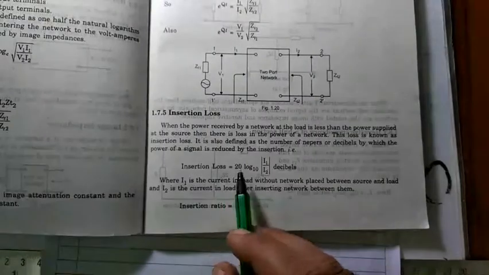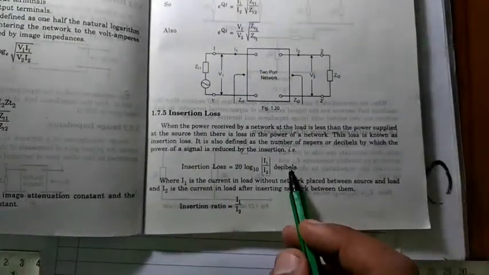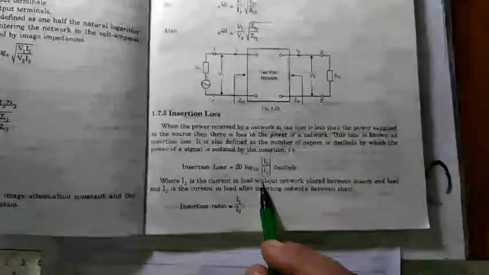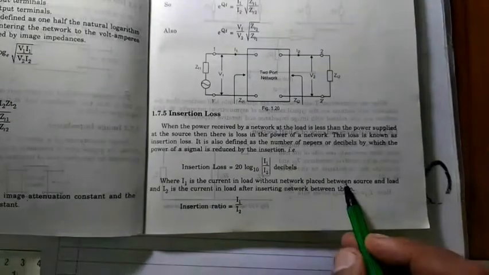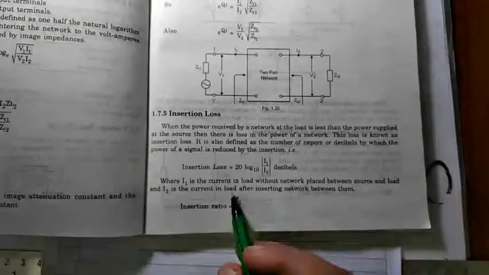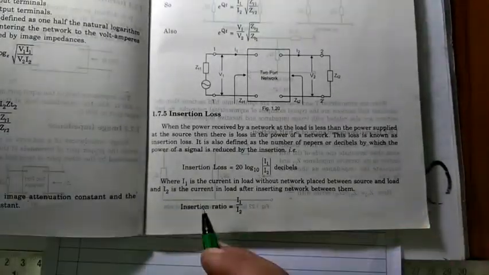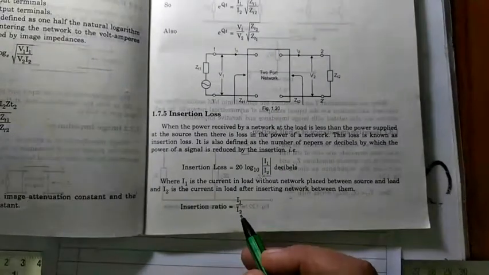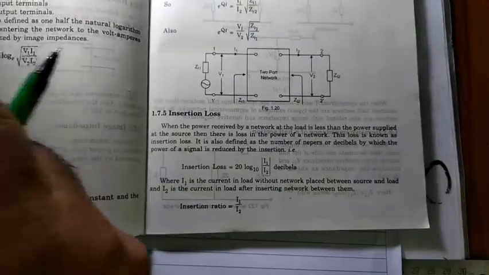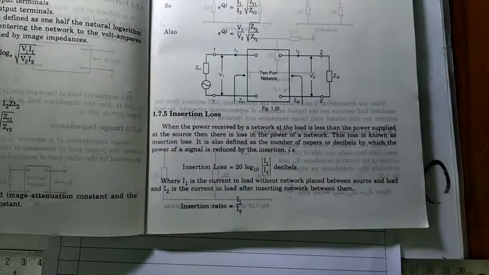Now insertion loss is equal to 20 log base 10 of I1 by I2 decibels, where I1 is the current in the load without the network placed between the source and load, and I2 is the current in the load after inserting the network between them. So the insertion ratio is also known as I1 by I2. So those are the properties of asymmetrical networks. Okay, so that is all in this lecture.